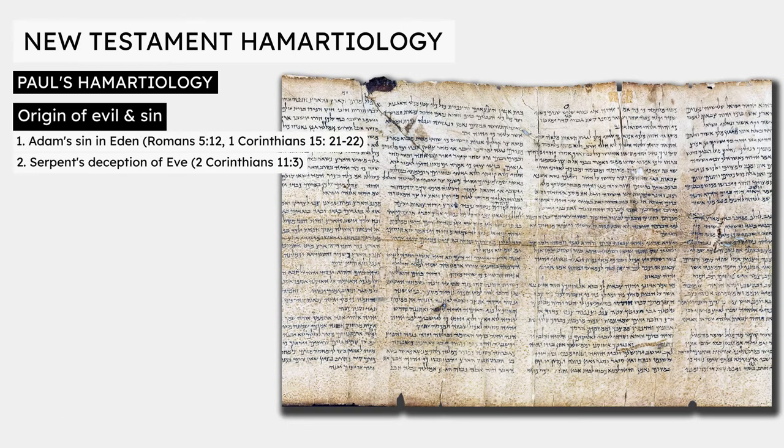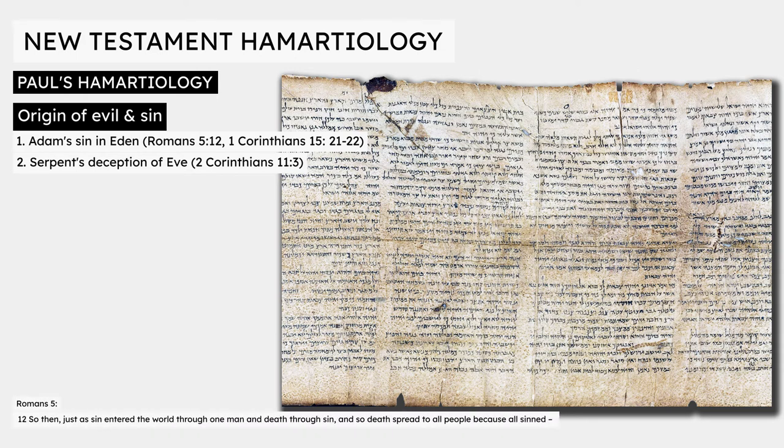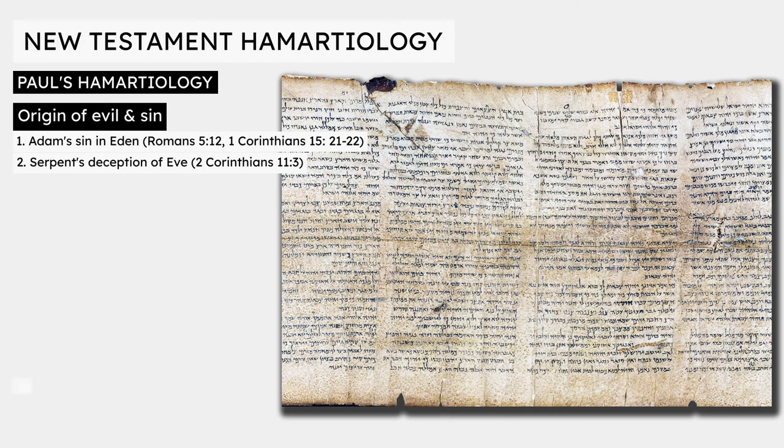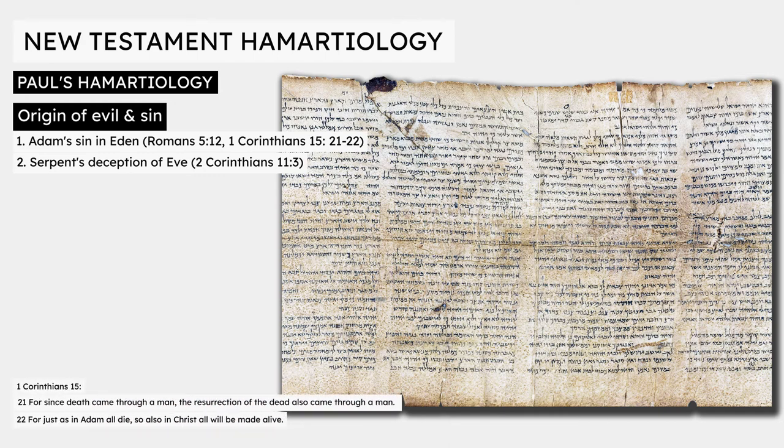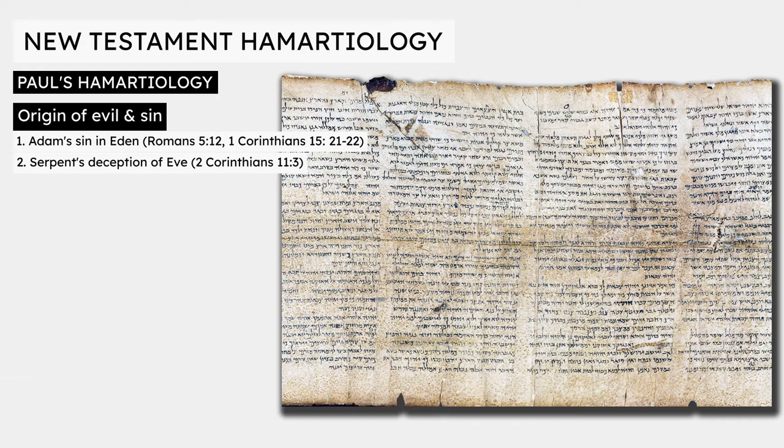So let's look at Paul's hamartiology. Paul attributes the origin of sin directly to Adam. In Romans 5:12, he says, quote, "Sin entered the world through one man," end quote. In 1 Corinthians 15:21, he says, quote, "Death came through a man," end quote, whom he identifies in verse 22 as Adam.